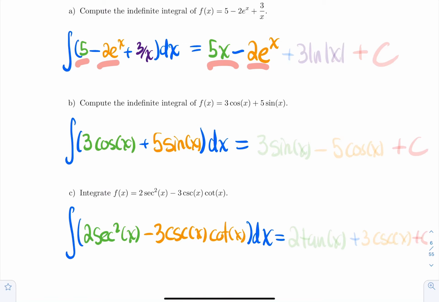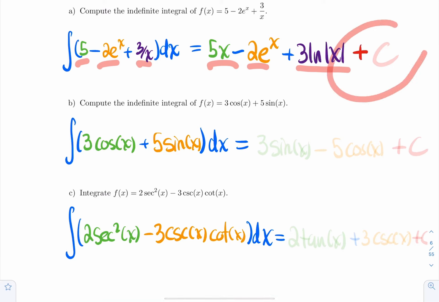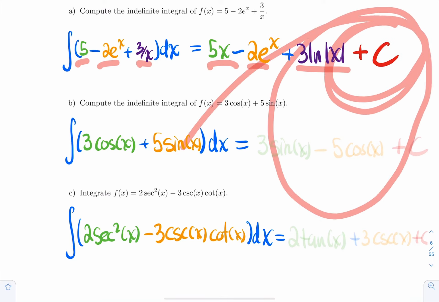What about the next term? 3 over x. That's the same thing as 3 times 1 over x. So you're going to get 3 ln of the absolute value of x. And when you're done, you sign off with plus c.